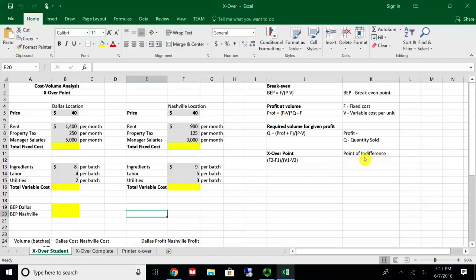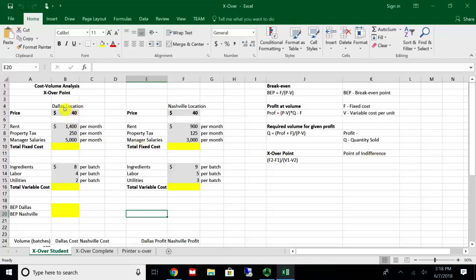Sometimes you also hear it referred to as a point of indifference, meaning it's the point where I don't really care. And what we're going to see is that one of these locations is better for low volume, and we don't really know what low volume means right now, but at very low volume, one's going to be better. At very high volume, the other's going to be better. So somewhere in there is going to be this point of indifference where it doesn't matter, the costs are exactly the same. So let's get started with some of the information that we have to have.